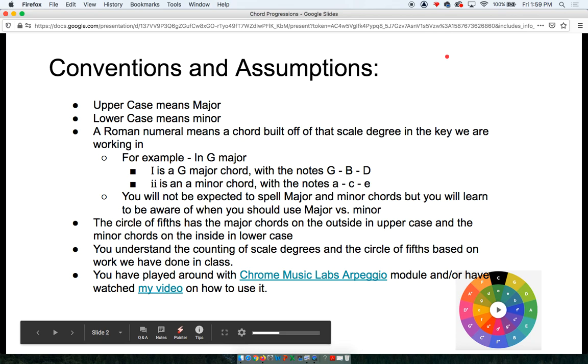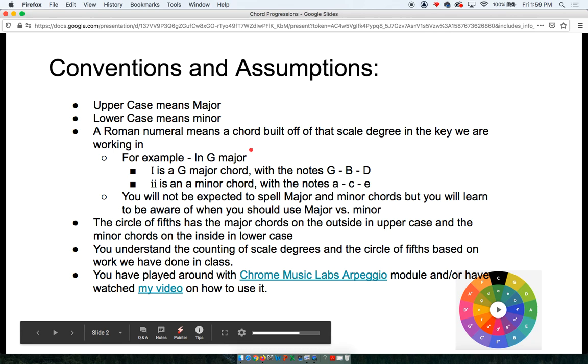So I'm assuming that you either know or can learn very quickly that when you see an uppercase letter in music theory, it means a major chord. Just remember that now. Uppercase means major, lowercase means minor. A Roman numeral means a chord built off of that scale degree in the key we are working in.